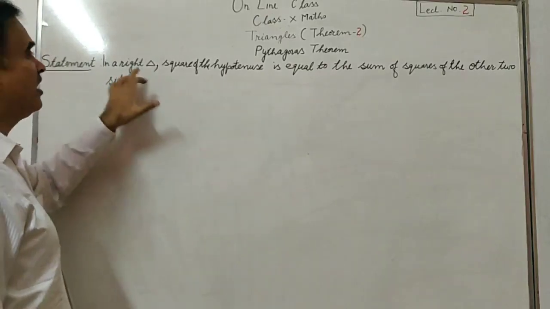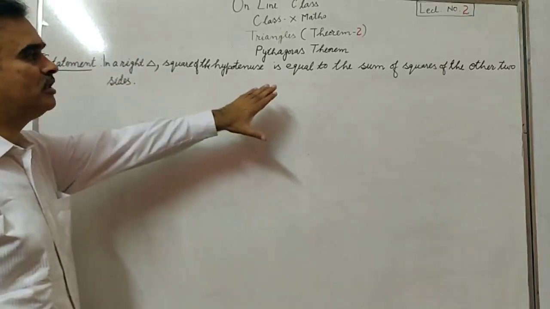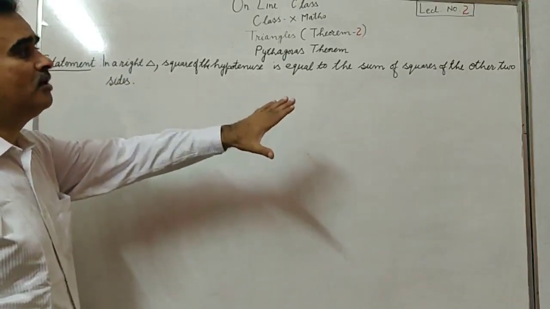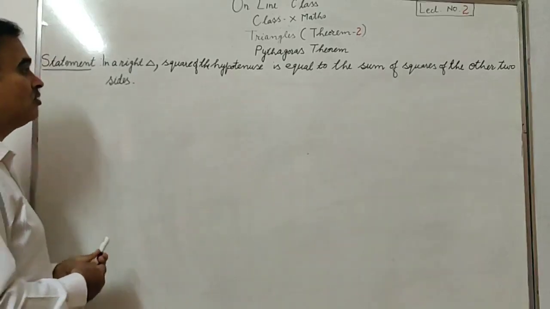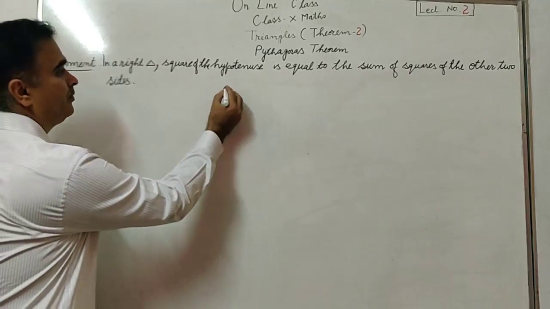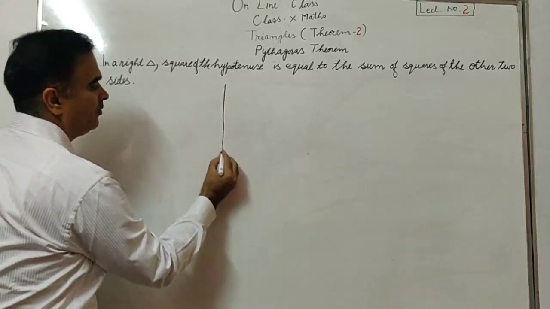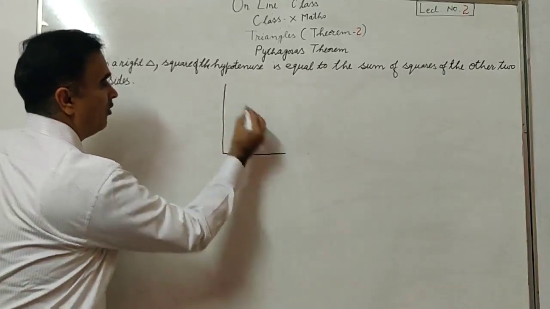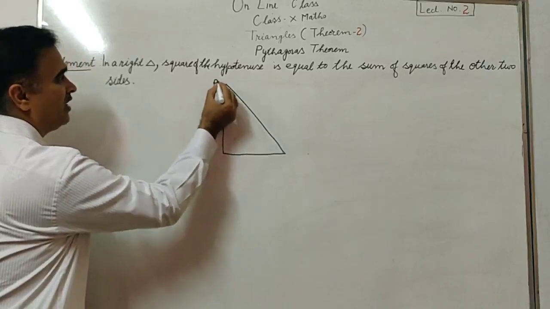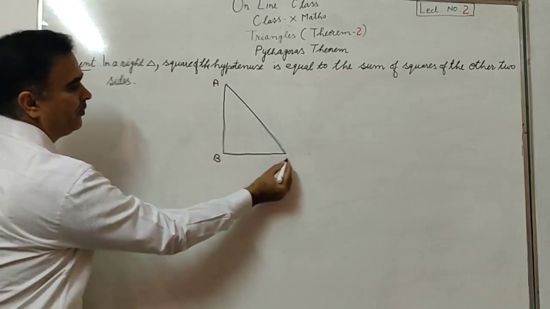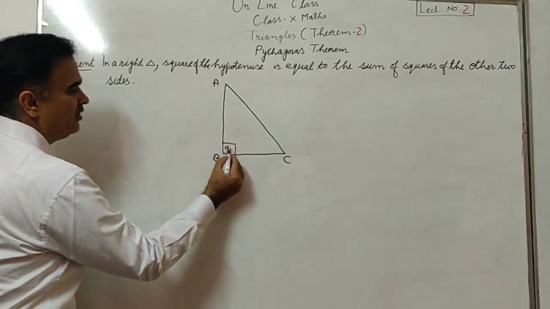Pythagoras theorem is applied in a right triangle. So in a right triangle, the square of the hypotenuse is equal to the sum of squares of the other two sides. So first of all we have to draw a right triangle. You see, this is a right triangle ABC, right angled at B. This is 90 degree.